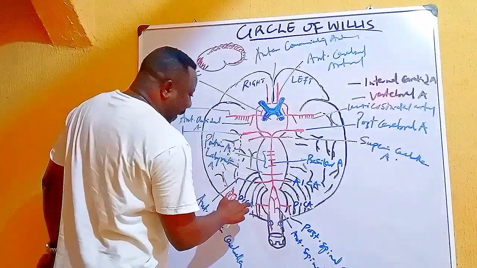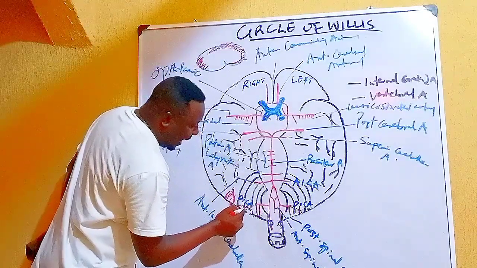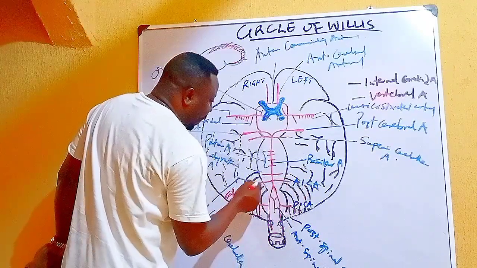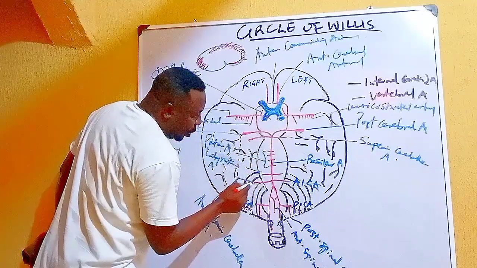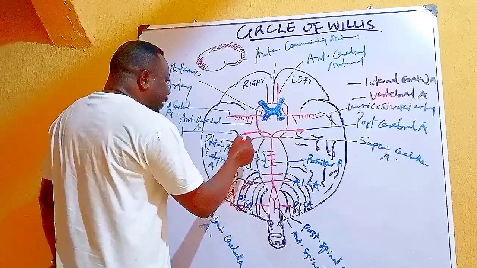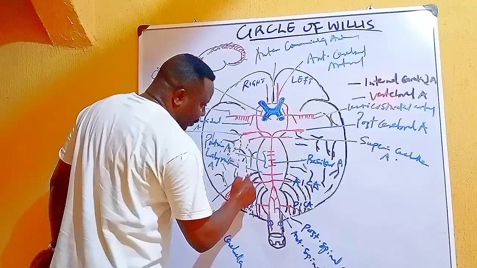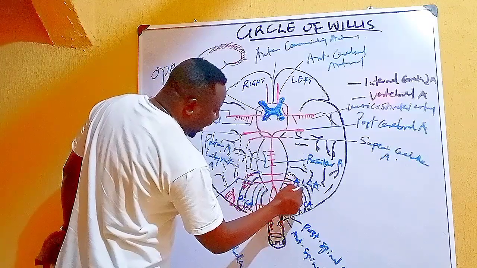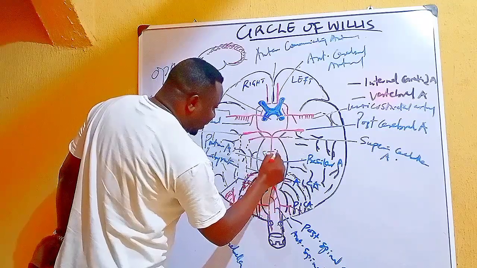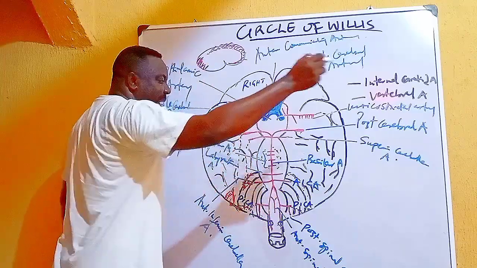And then, of course, the PICA supplies the posterior inferior part of the cerebellum, and the anterior inferior cerebellar artery supplies the anterior inferior aspect of the cerebellum, and of course the superior cerebellar artery supplies the superior aspect of the cerebellum. The pontine artery supplies the pons. The labyrinthine artery actually goes to the labyrinth.